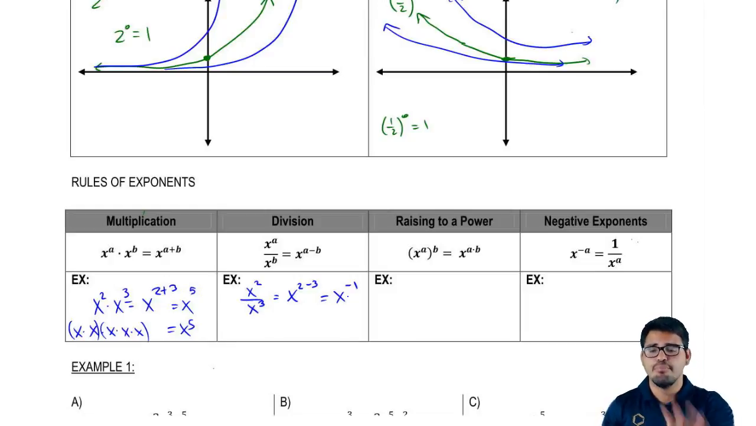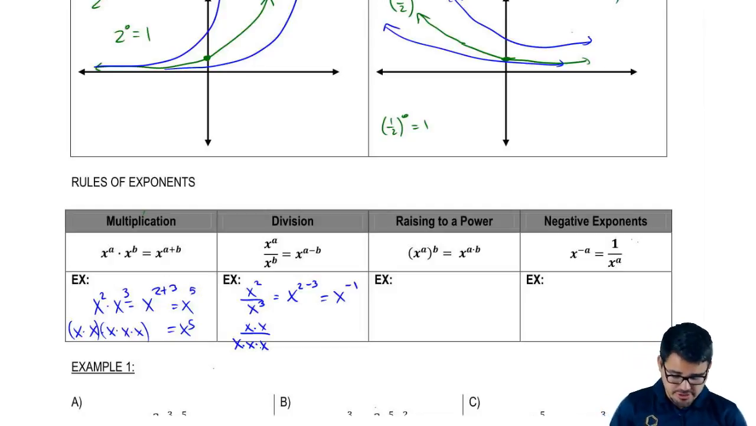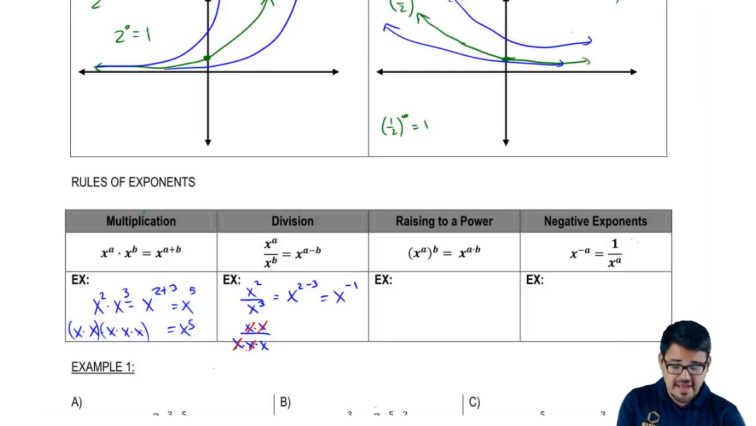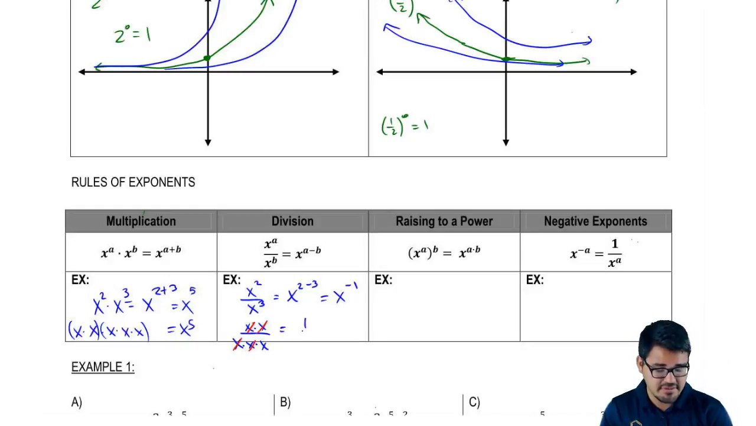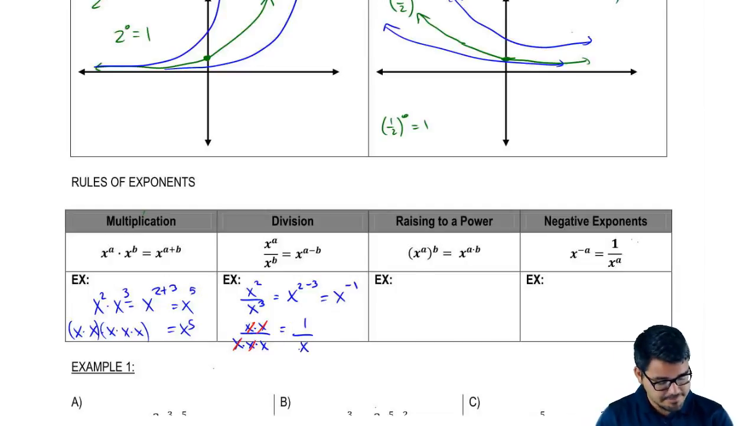But let's explain this rule. I just want to tell you, boom, they're dividing, just subtract. If you ever forget, this is what you do. You have a fraction, you have 2 x's on the top, and then you have 3 x's on the bottom. So what you're going to do is cancel an x from the top and an x from the bottom, another x from the top, another x from the bottom. So what you have here is a 1 left on top, just because I need to put something there, and then you're going to have an x on the bottom.